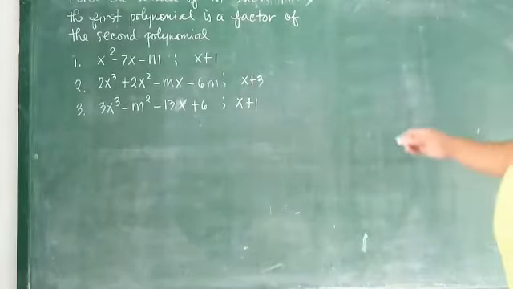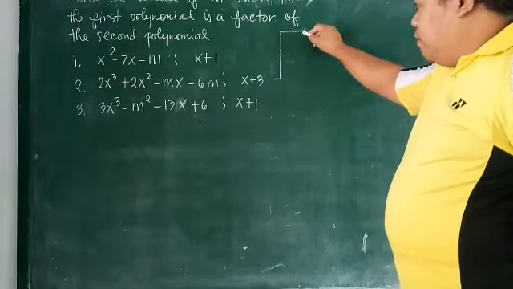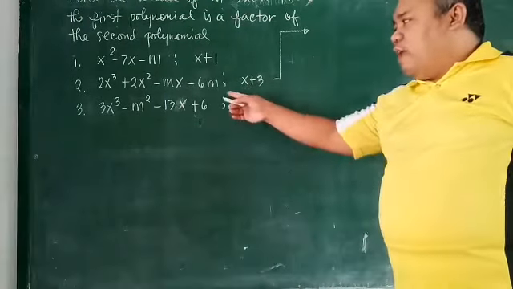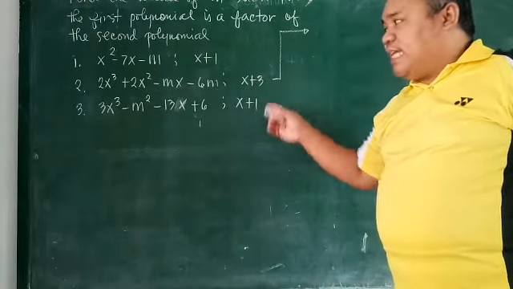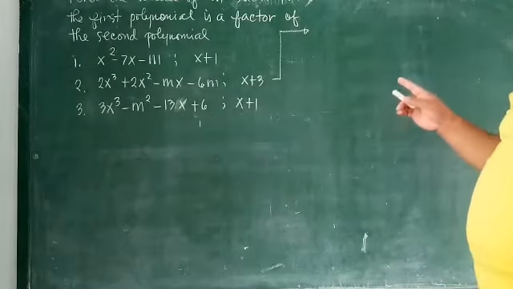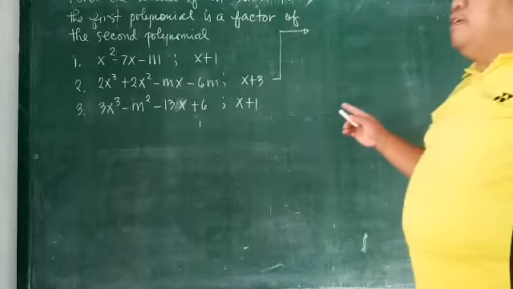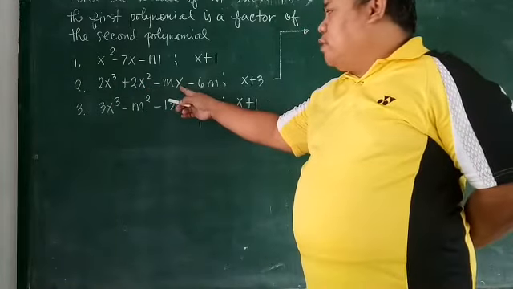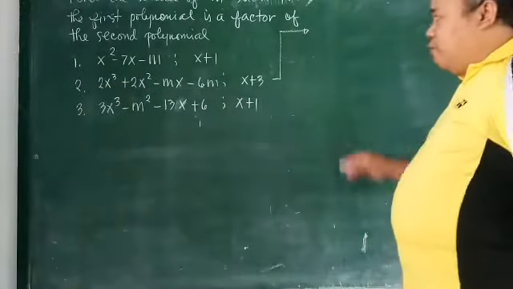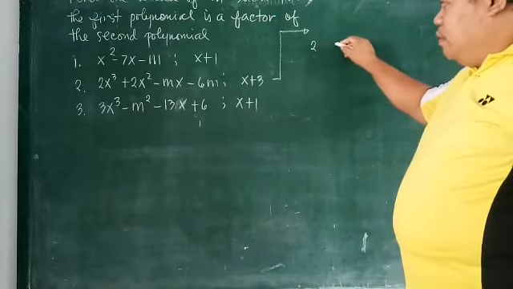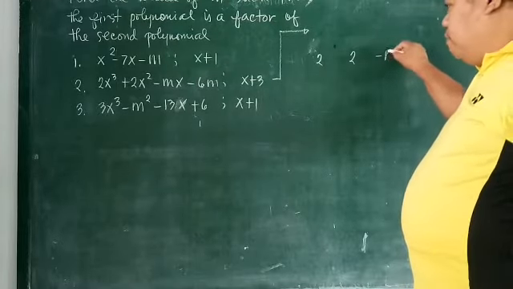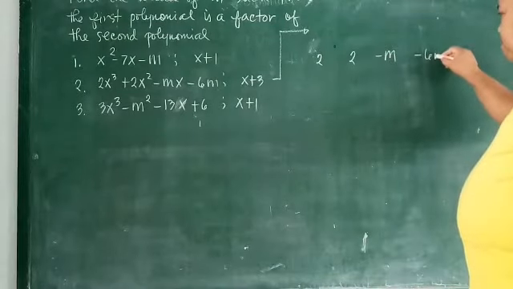Another example, we have this one: 2x cubed plus 2x squared minus nx minus 6n. Find the value of n so that it can be factored by the binomial x plus 3. Again, let's examine if our terms are in descending order and complete. So this is x cubed, x squared, x to the 1, and x to the 0. We get the coefficients: 2, 2, minus n, minus 6n.